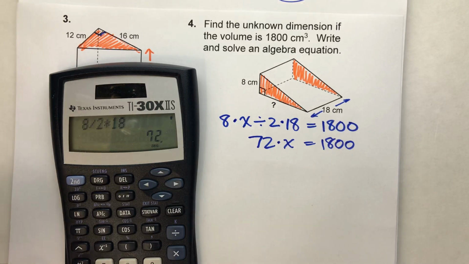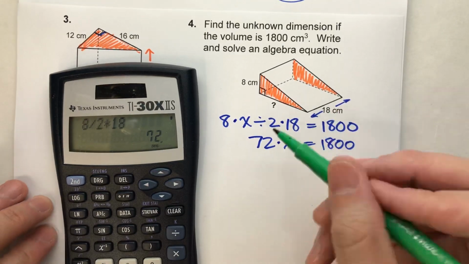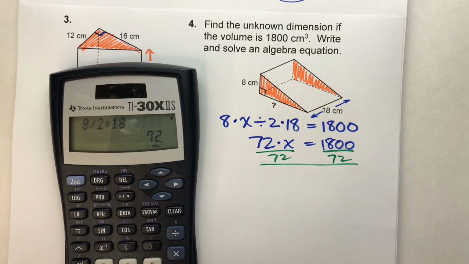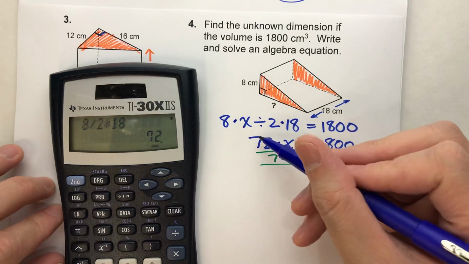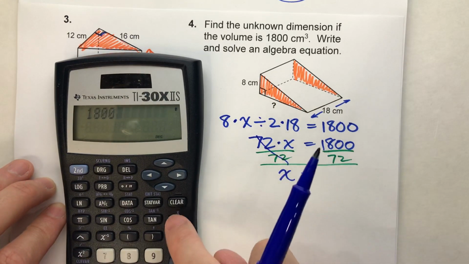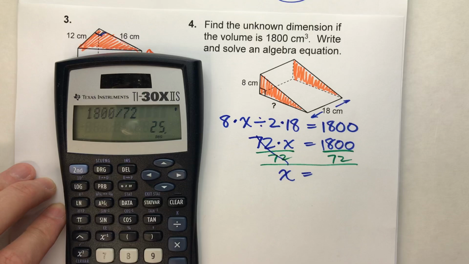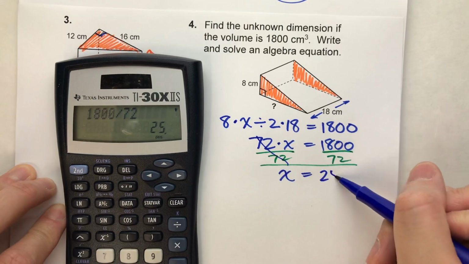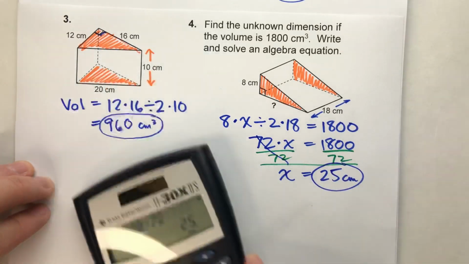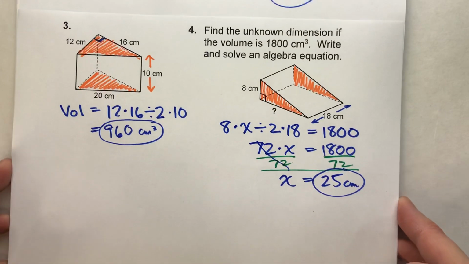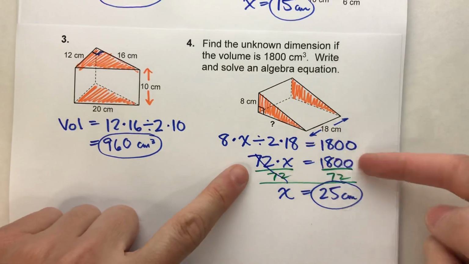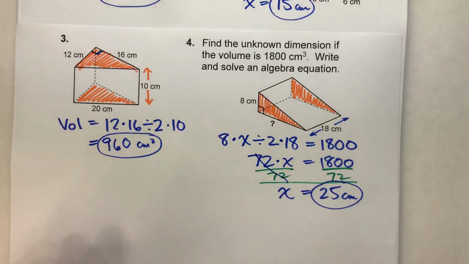All right, so now when we solve this, all we have to do is divide both sides by 72 and we'll have it. All right. So when we do that, these undo each other. X is going to get us, boom, 25. 25, in this case, centimeters. Okay? So all we did there was use our volume formula to set up an algebra equation, solve for x, then we found the unknown dimension.